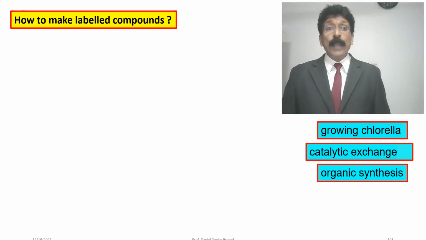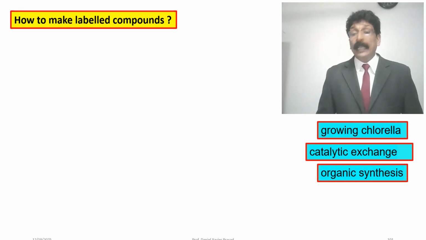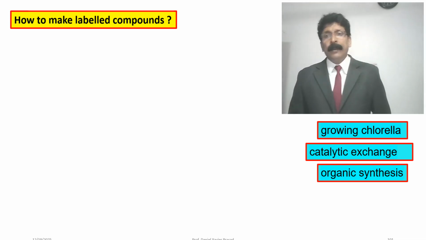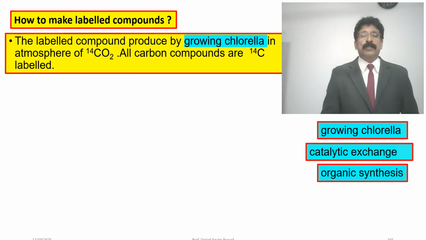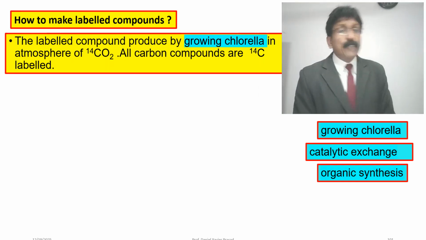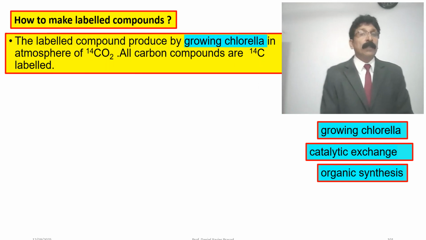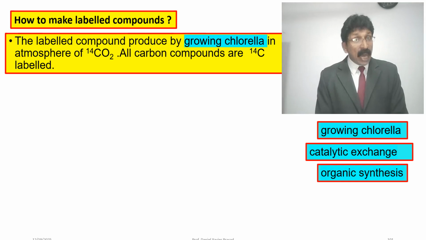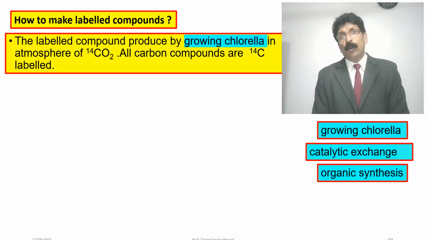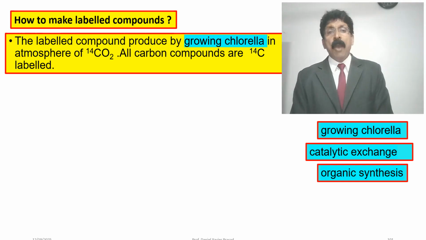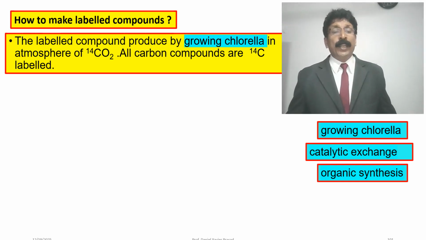So how to make a labeled compound? Three things have to be remembered: growing chlorella, catalytic exchange, and organic synthesis. These three techniques can be used. The labeled compound is produced by growing chlorella in an atmosphere of 14 carbon dioxide. 14 carbon dioxide means the carbon in CO2 is not C12, it is C14. All carbon atoms will become carbon 14 labeled.